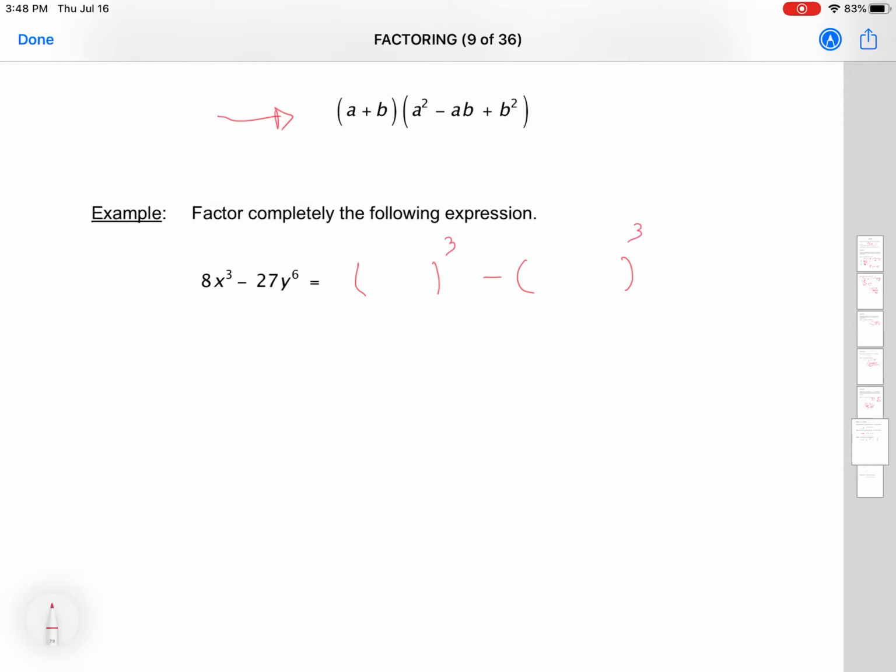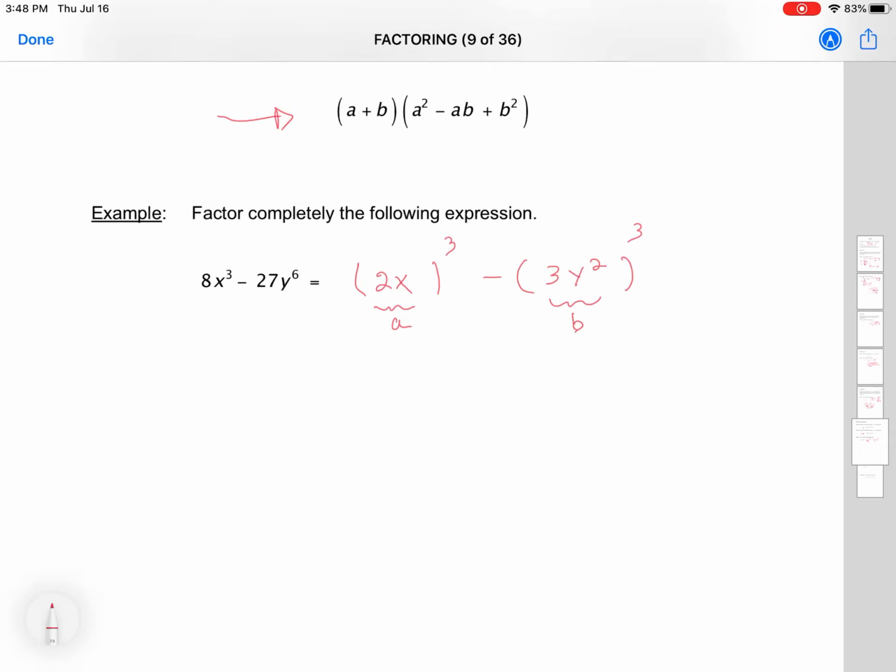So 8x cubed, that is the same thing as (2x) cubed, because 2 cubed is 8, and x to the 3 is obviously x to the 3. Now, what about 27? What's the cube root of 27? Oh, it's 3. And what is the cube root of y^6? Oh, it's y squared. One can verify that 3 cubed is 27, and y squared to the 3 is y^6. And that is now your A. That is now your B.